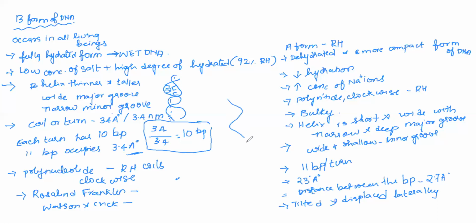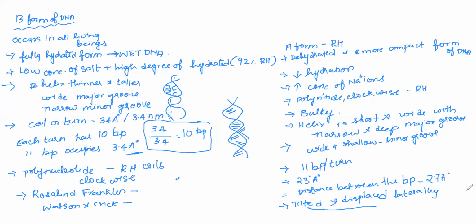So here the bases, nucleotides will be slightly tilted and displaced. Instead of, you see, in the B form, it will be like this, right? So here it will be slightly displaced, maybe here, here, okay, might occur slightly displaced. That is why it is tilted and displaced laterally. Okay, now this is all about the B form of DNA and A form of DNA.